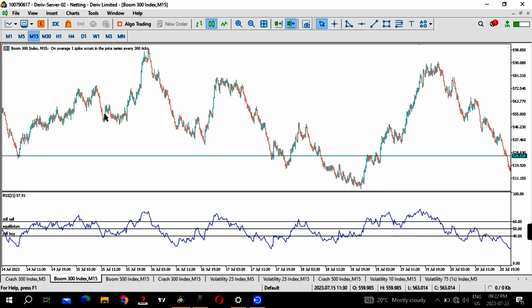So after the divergence, most of the time we anticipate a pullback or a reversal, right? But the other misconception is that whenever you spot divergence, the market is going to reverse immediately. That doesn't work, my friends. It's just a lie.